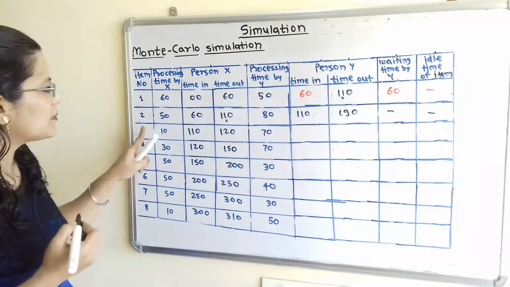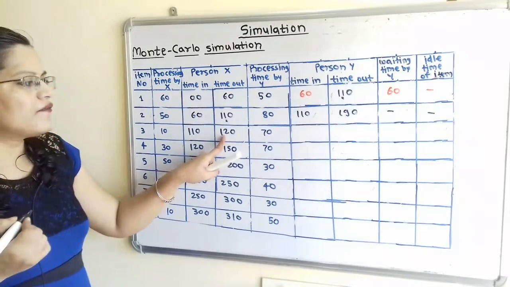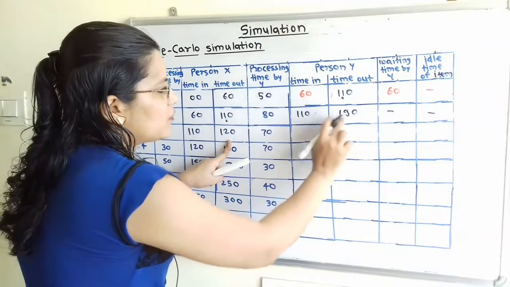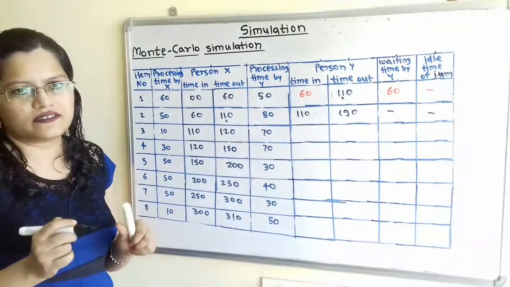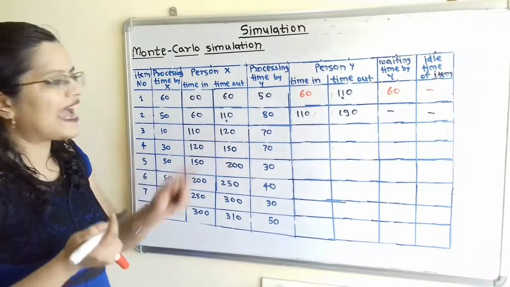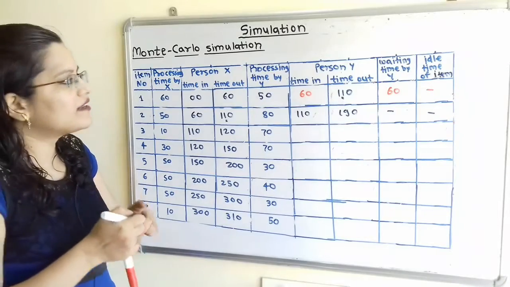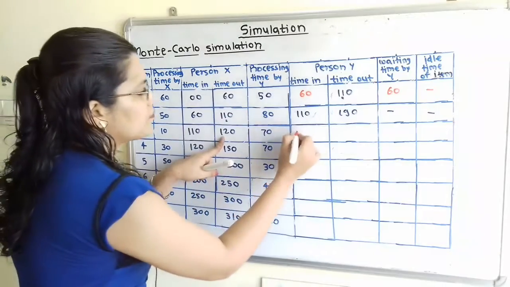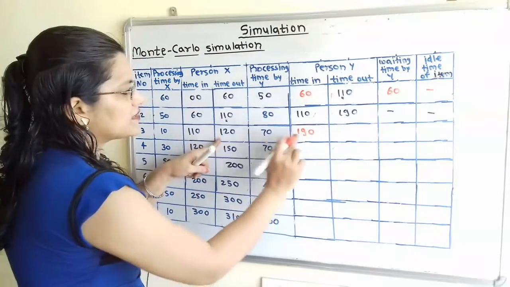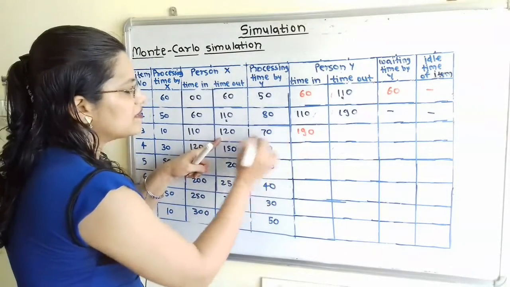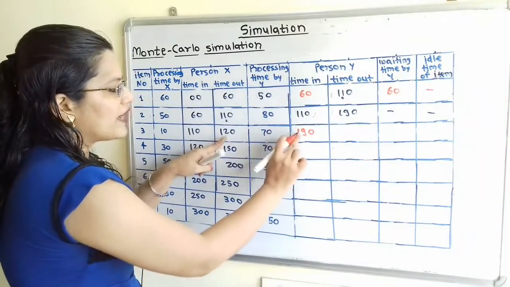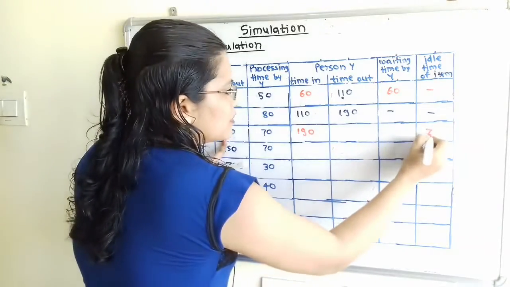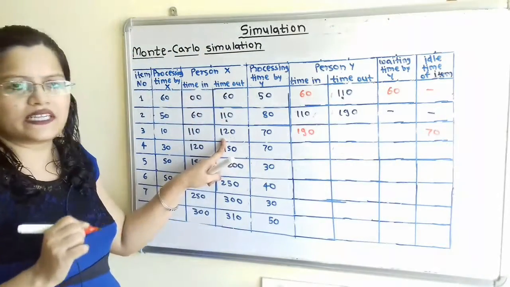So the third item is finished at 120 seconds, but person Y is free only after 190 seconds. So this item has to wait to enter person Y. What is the enter time of the third item? That is 190 seconds. So here is the difference. The item has to wait 190 minus 120, that is 70 seconds. So here we write 70 seconds waiting time.